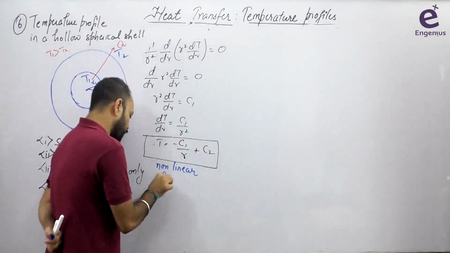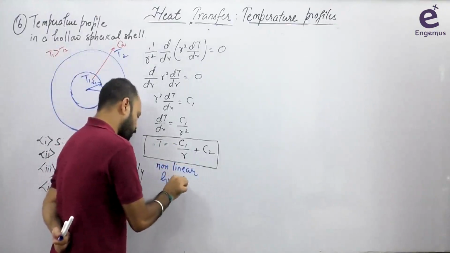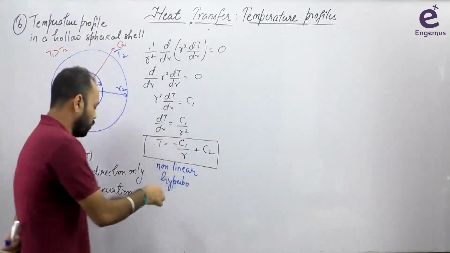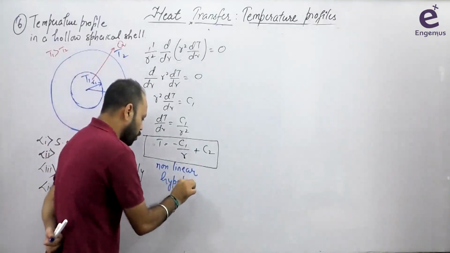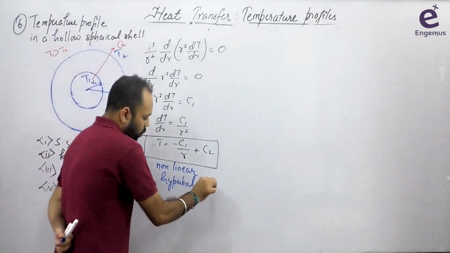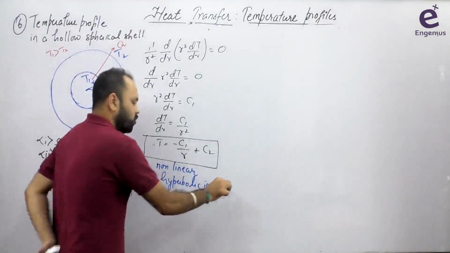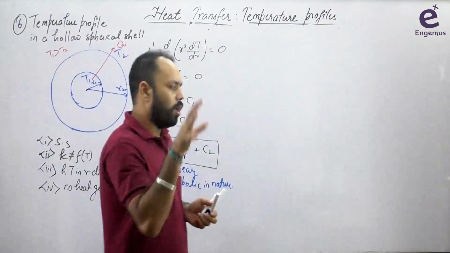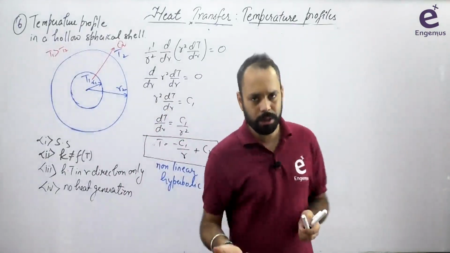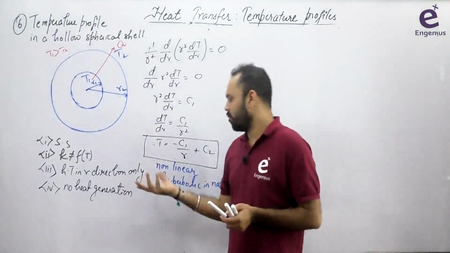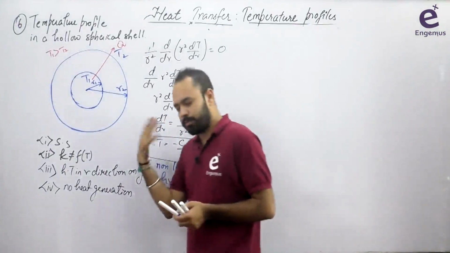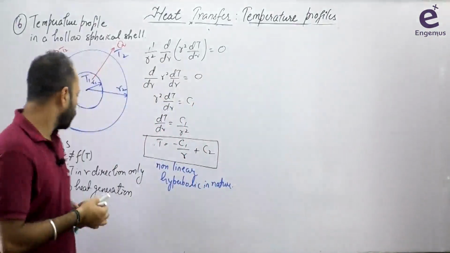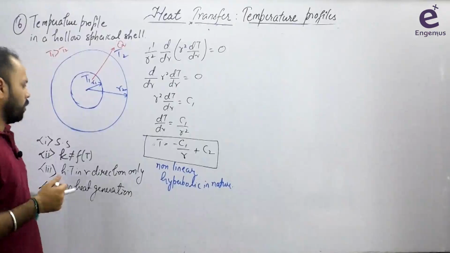In non-linear, it is hyperbolic. y is equal to 1 by x is a hyperbola, right? A rectangular hyperbola. So this is hyperbolic in nature. So you found that when there is no heat generation in a slab, the profile is linear. When there is no heat generation in a cylinder, the profile was logarithmic. When there is no heat generation in a sphere, the profile is hyperbolic. Okay. So after this, T has come.